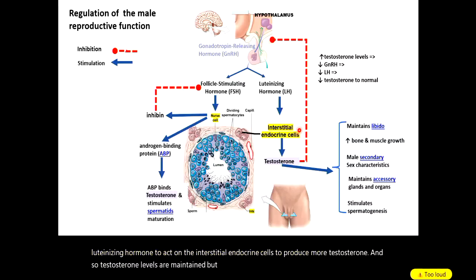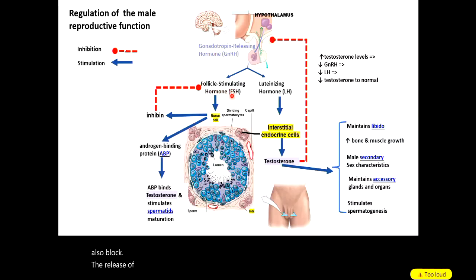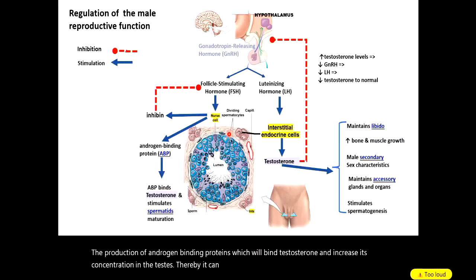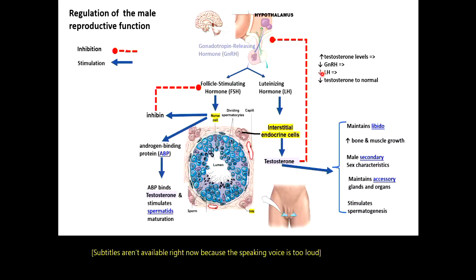But when you block GnRH, what else do you block? You also block the release of FSH. And without FSH, you will not have the production of androgen binding proteins, which will bind testosterone and increase its concentration in the testes. Thereby, it can impact spermatogenesis. So when you block GnRH release, it's going to block the release of LH and FSH, and that can in turn lead to infertility. So is this clear why abusing testosterone injections can lead to infertility? Because it's blocking GnRH, FSH, and LH as well.